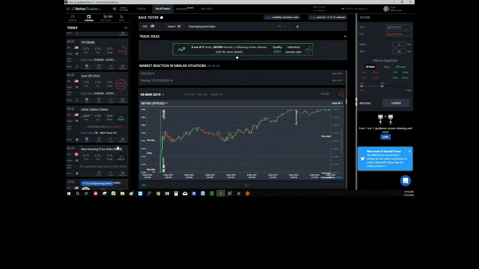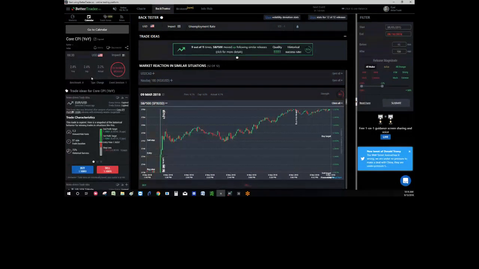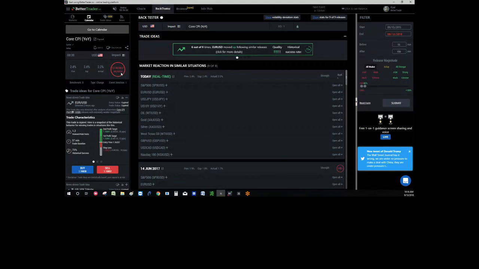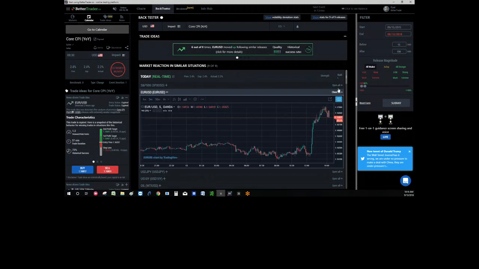But not only before the event release, after the event release you want to see what happened. There is an extremely weaker core CPI. Okay, and there is an indication for the Euro USD. With one click, you can get all the situations of this release, so what happened in cases of weaker core CPI. We will open here the Euro USD. The last chart is for today.